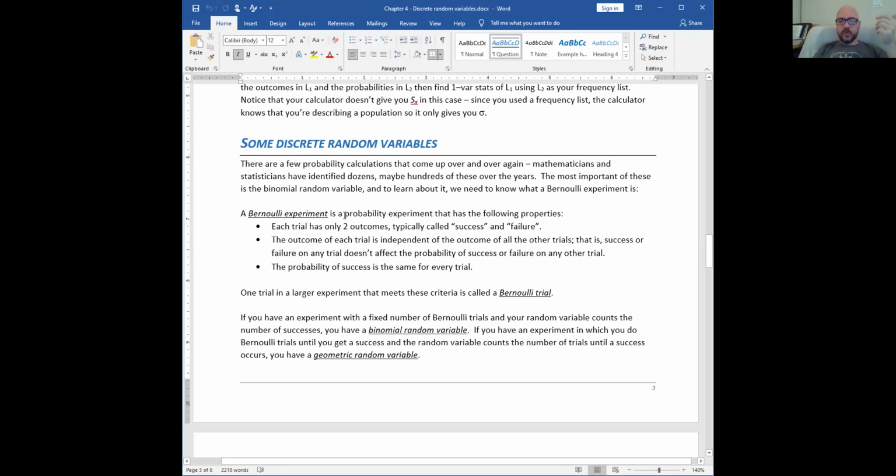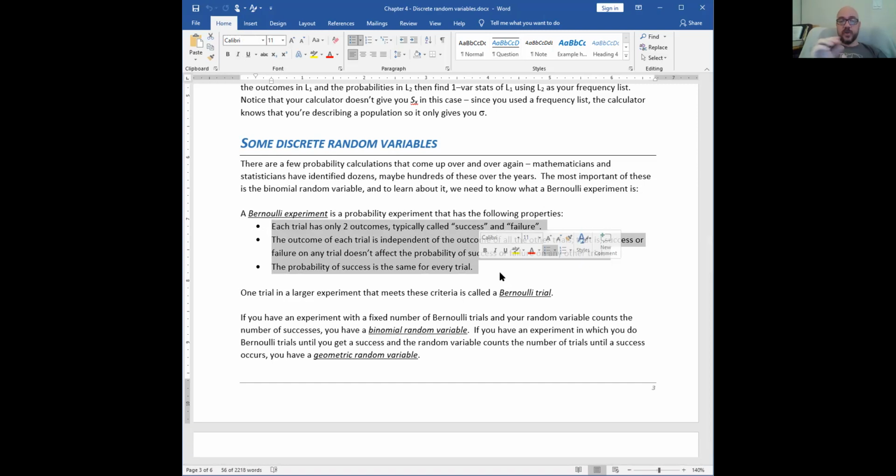I first want to explain what those are, and then we will talk about binomial and geometric. A Bernoulli experiment is a probability experiment that has three properties. You have only two outcomes, and that's really important. You can't have three or four. The trials are independent, and the probability stays fixed from trial to trial. Those are the requirements.